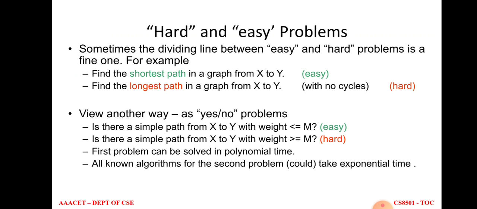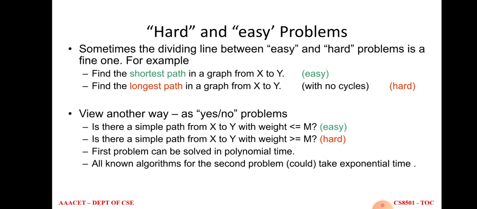For example, it is very easy to find the shortest path in a graph from a particular node x to another node y, but it is very difficult to find the longest path in the same graph from the node x to y. So the first one is an easy problem and the second one is a hard problem, though it is the same problem for both categories. It is very easy to find the shortest path, but very difficult, or hard, to find the longest path in the same graph.